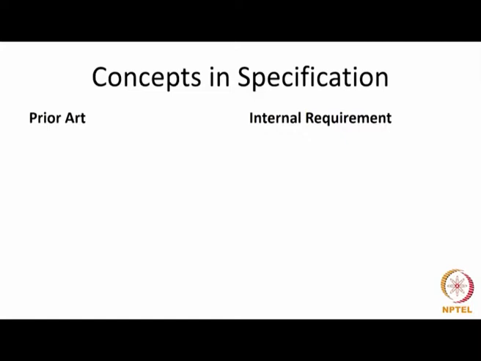Now, we divide these concepts as prior art, or requirements that a patent specification should address with regard to the prior art, and internal requirements. Internal requirements are requirements that the patent specification has to address within the document itself. So, you can call them external requirements and internal requirements. We are using the word prior art because prior art is the reference point when it comes to knowledge. So, there is some knowledge that is contained in the patent specification, and there is a comparison that is being done by the applicant to the prior art.